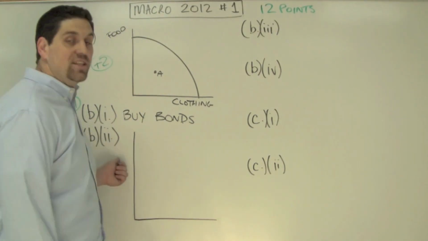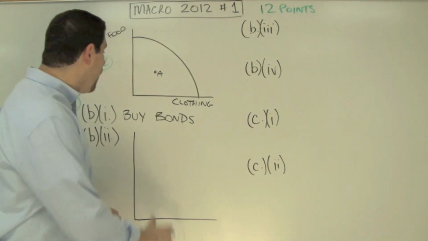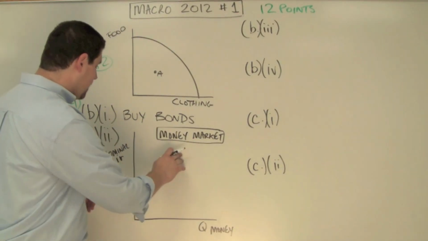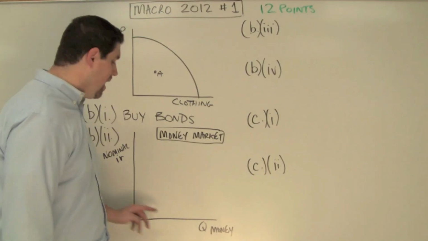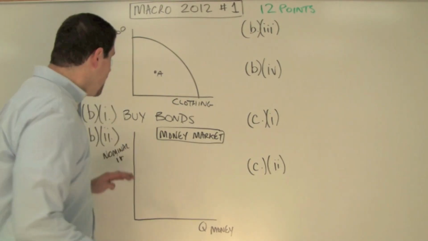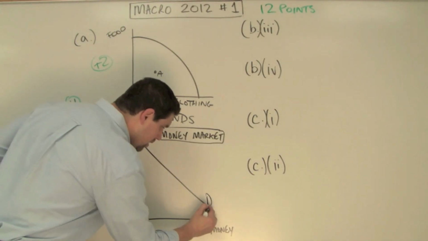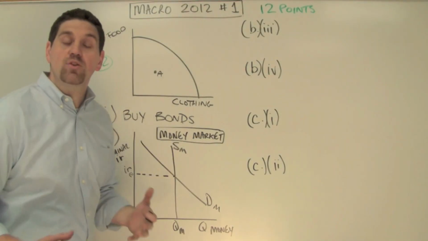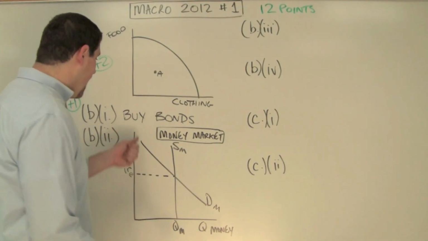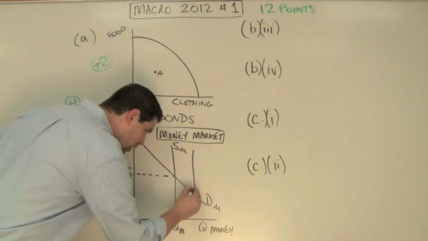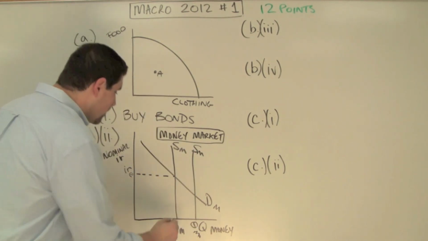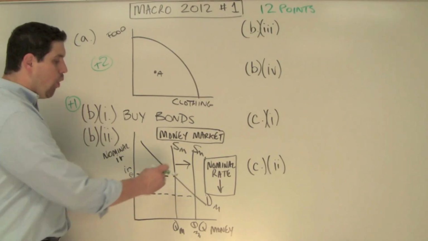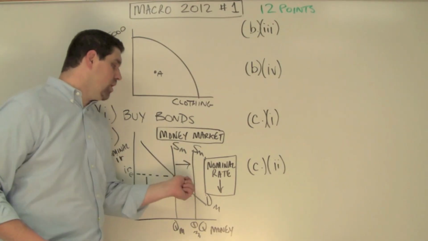In B2, it's asking you to draw the money market graph and showing what does buying bonds look like on that graph. Now make sure you label it correctly. The money market has the nominal interest rate on the Y and the quantity of money on the X. There's the downward sloping demand for money, and there's a vertical supply of money. When the central bank uses expansionary monetary policy and buys bonds, that's going to increase the money supply. That will decrease the nominal interest rate. 1 point for the correct labeling, 1 point for showing the shift rightward in the money supply.